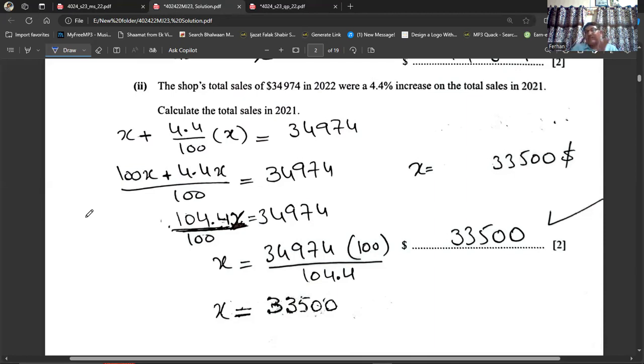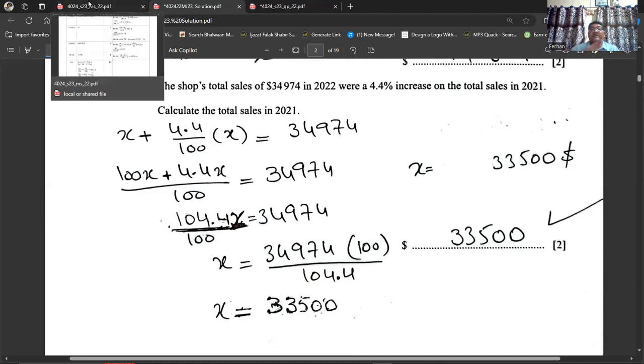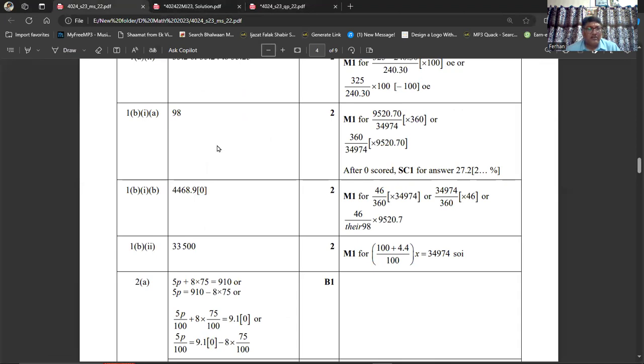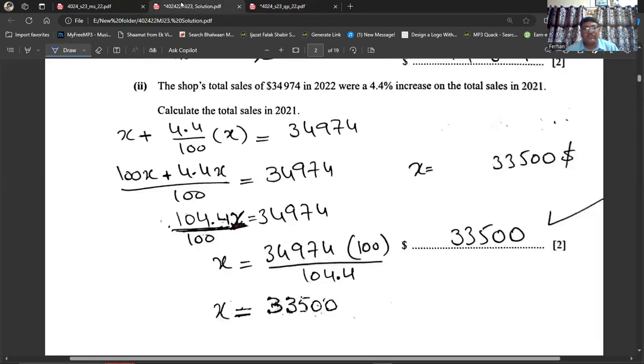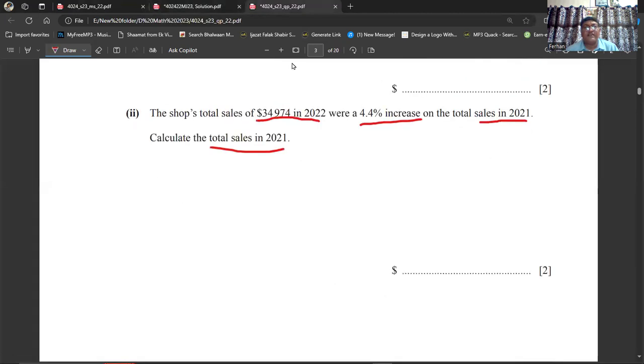So when you make X alone, X will be equal to 34,974 multiplied by 100 divided by 104.4. So you will get 33,500. So in 2021, the sale was 33,500. 33,500 is the right answer, sir. This is my solution. Hope you understand.